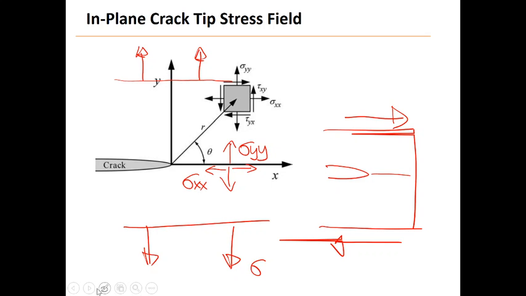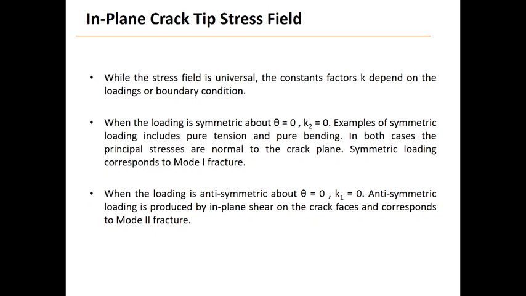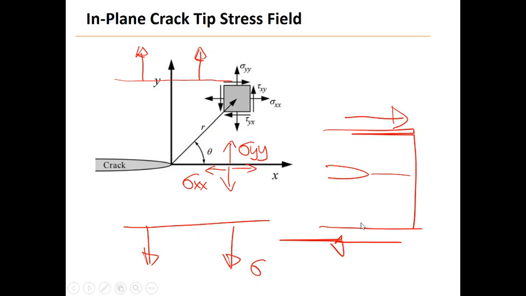Now, if we have the case of symmetric loading, like pure tension or pure bending, they both are symmetric, then we found out K2 is going to be 0. On the other hand, if the loading is anti-symmetric, that means the other case that I drew right here, then K1 is 0. For this case, K1 is 0. Over here, if we have tension, K2 is 0.